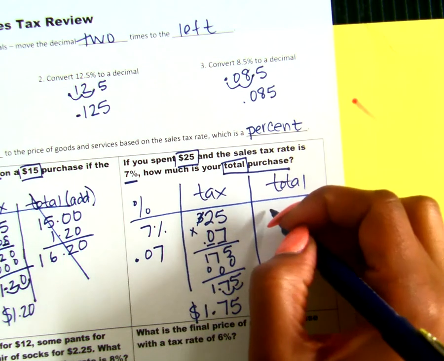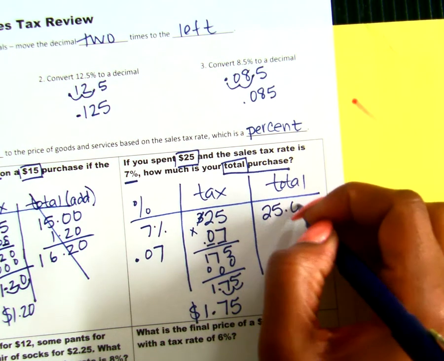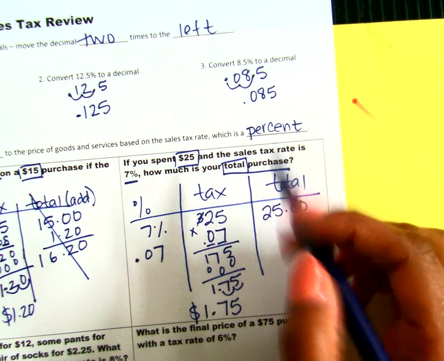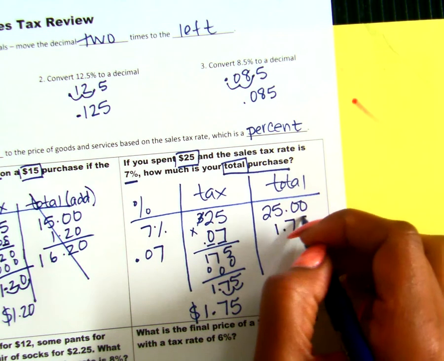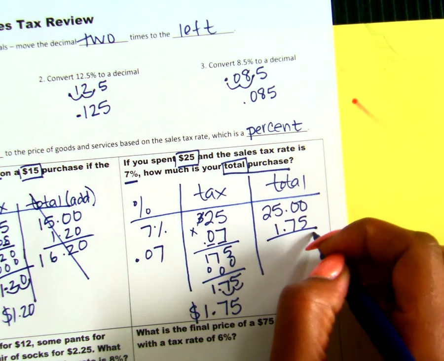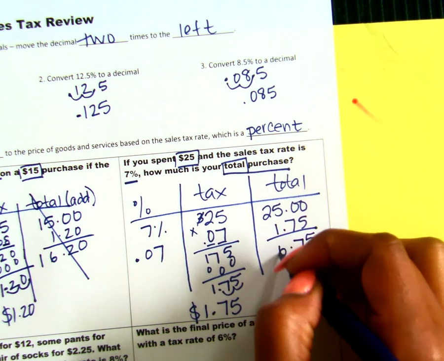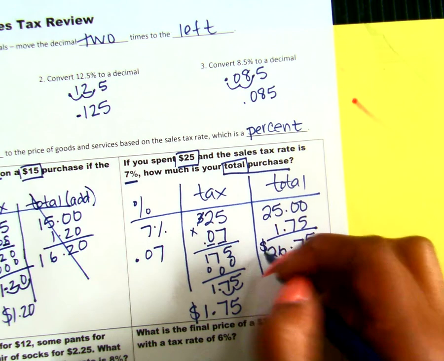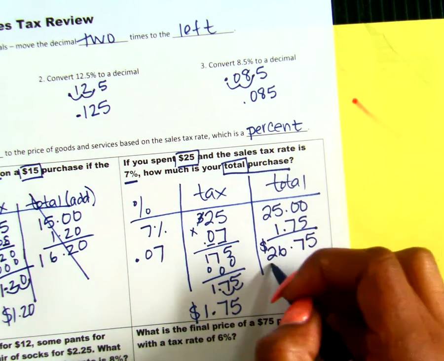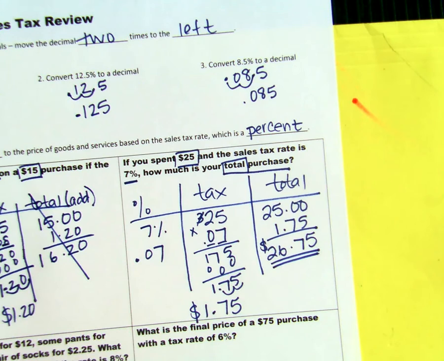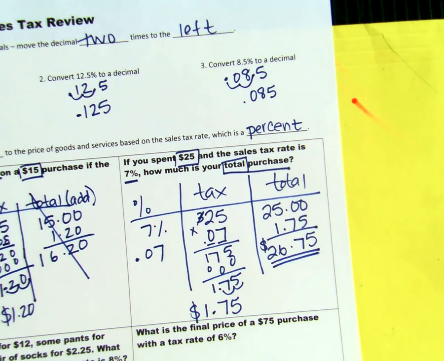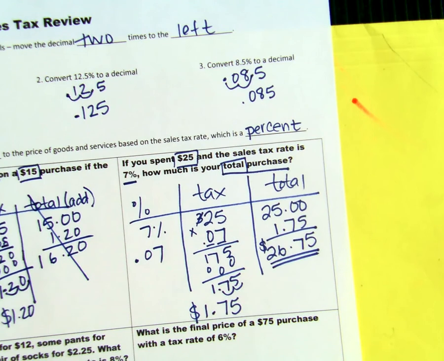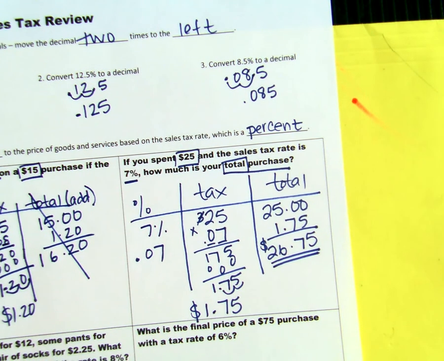But this one's asking for the total purchase, right? So we're going to add $25 because that is our price before tax. So $1.75, and we get $26.75 for our total purchase, okay? So you need to make sure you know whether you're looking for just the tax or the total, because they will say what is the sales tax if it's just the tax, and they will say what is the total or what is the final price if it's looking for the total, okay?